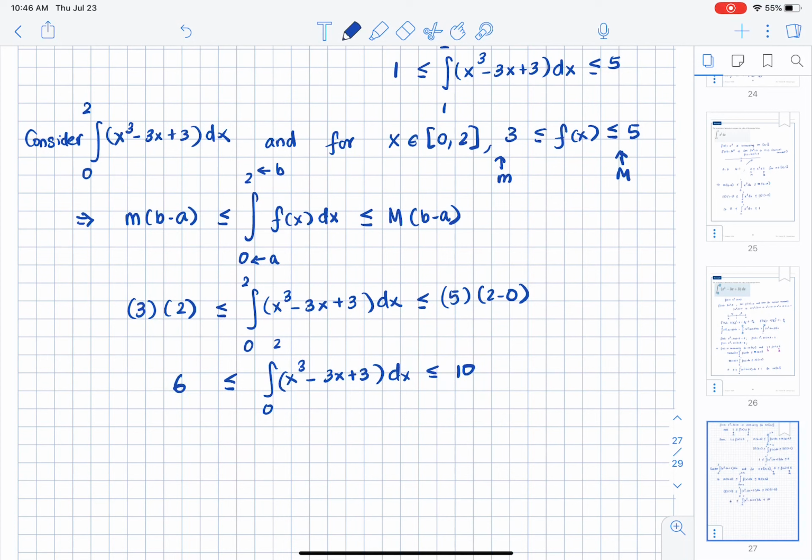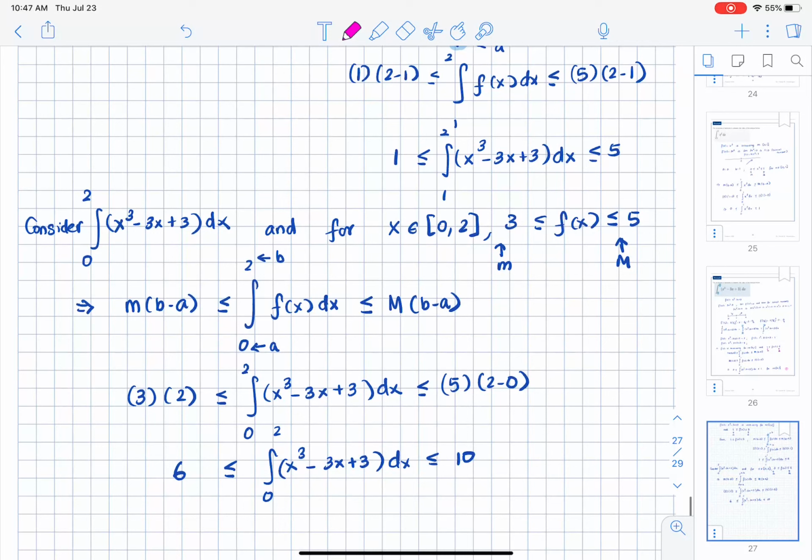So what do we have here? Inequality 1 is suggesting that between 0 and 1, the limits of the integration are between 1 and 3. On the interval 1 to 2, the values are between 1 and 5. The actual value of the integral has to be between 6 and 10.